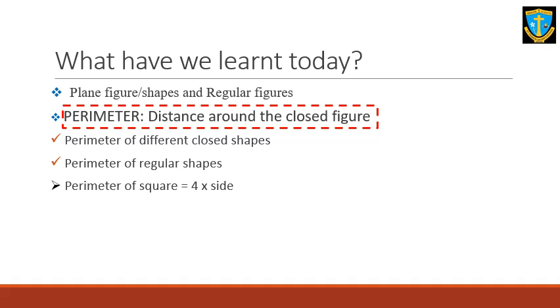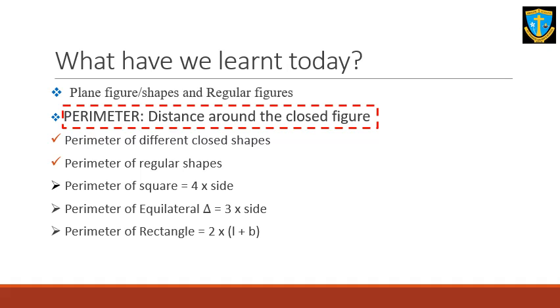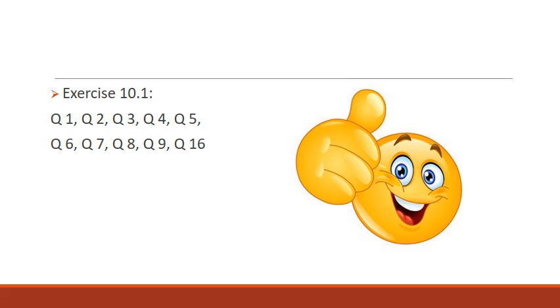Like the square, the formula is perimeter of the square is equal to 4, that is the number of sides, multiplied by the length of the side. Perimeter of equilateral triangle is equal to 3 multiplied by side. And perimeter of rectangle is equal to 2 multiplied by (length plus breadth). Okay, this is the homework for you. You can do it.